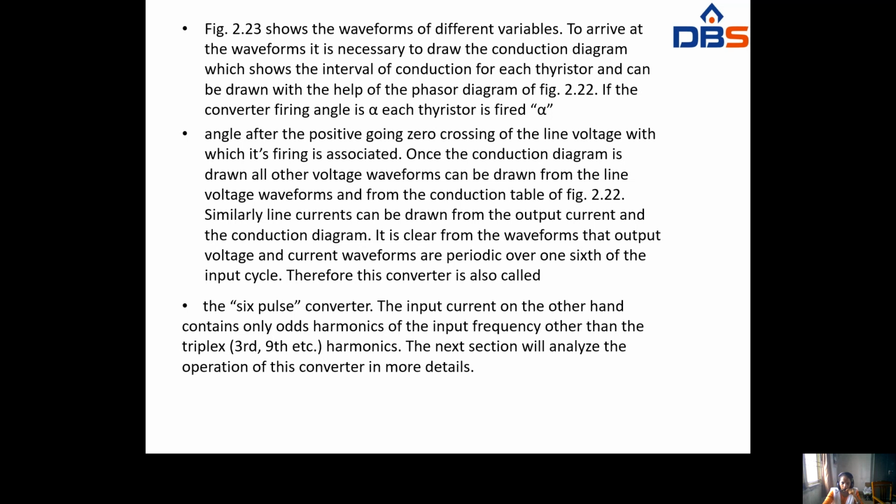It is clear from the waveforms that the output voltage and current are periodic over 1/6 of the input cycle. Therefore, this converter is also called a 6-pulse converter. The input current, on the other hand, contains only odd harmonics of the input frequency other than triplen. So the next section will analyze the operation of the converter.